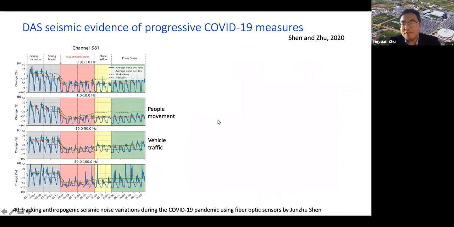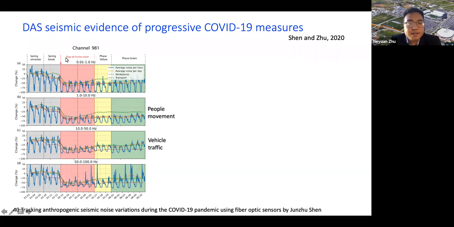This actually gives us very good confidence to use dark fiber to detect this very weak vibration energy. During the last few months, especially from March to June, we looked at the seismic noise variation to understand how we can use seismic noise to help us understand these different COVID-19 environments.